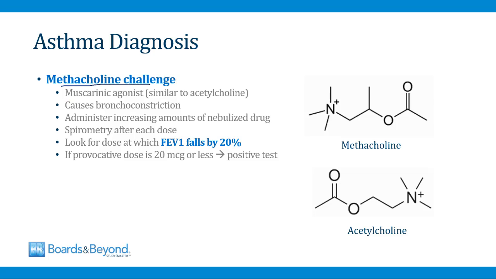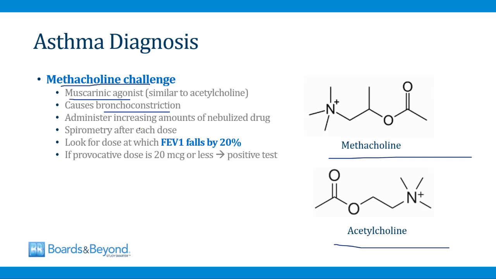This is usually done in people in whom you're not sure they have asthma, you wonder if they might have some other disorder. You can do the methacholine challenge to try and identify whether they have asthma or not. So the methacholine challenge involves administering methacholine, which has a structure very similar to acetylcholine, and therefore it functions as a muscarinic agonist and it causes bronchoconstriction when it's inhaled.